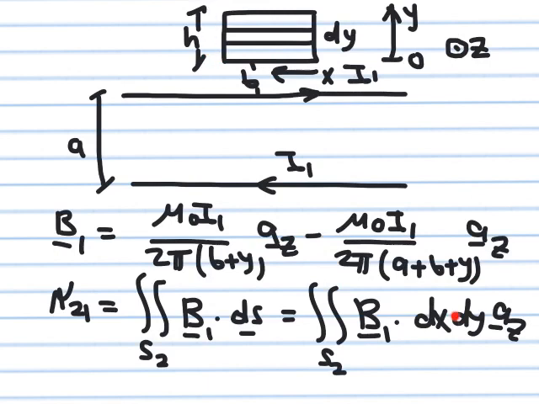The integral relative to X is not a problem because nothing here is a function of X. So this will simply give me L. But the integral relative to Y, the integral of 1 over b plus y dy, will give you the ln of b plus y.